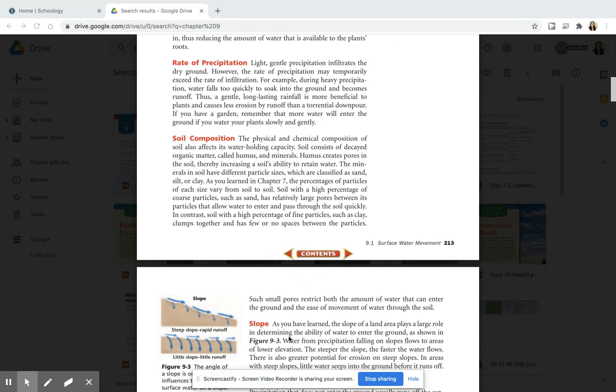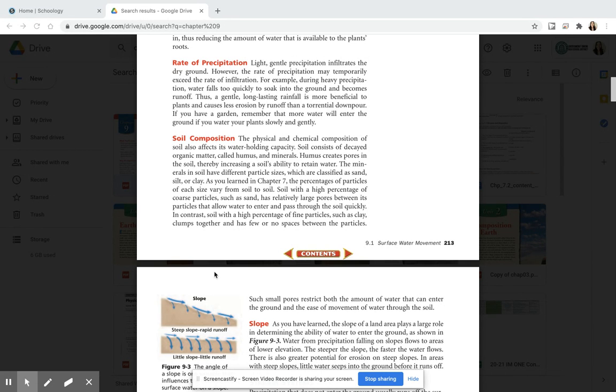Rate of precipitation. Light, gentle precipitation infiltrates the dry ground. However, the rate of precipitation may temporarily exceed the rate of infiltration. For example, during heavy precipitation, water falls too quickly to soak into the ground and becomes runoff. Thus, a gentle, long-lasting rainfall is more beneficial to plants and causes less erosion by runoff than a torrential downpour. If you have a garden, remember that more water will enter the ground if you water your plants slowly and gently.